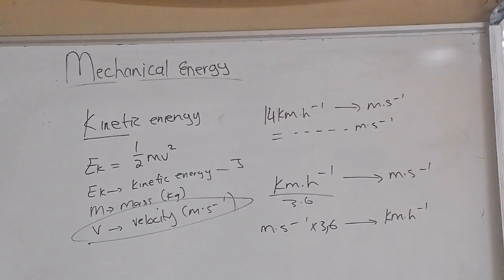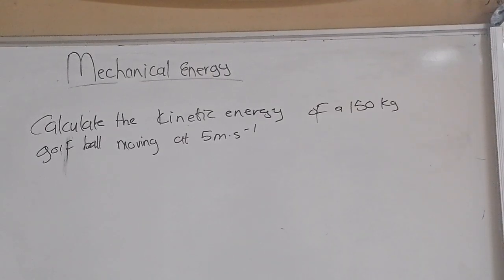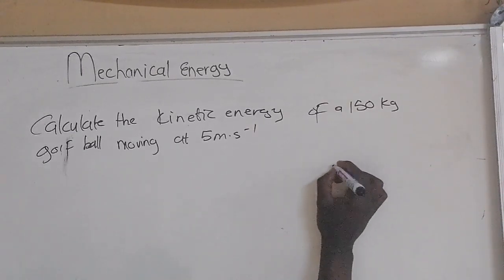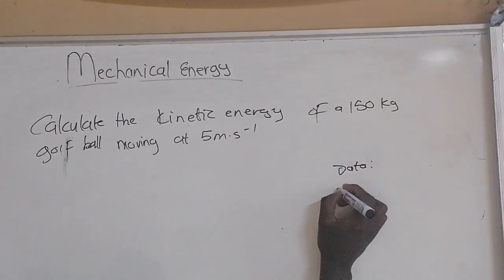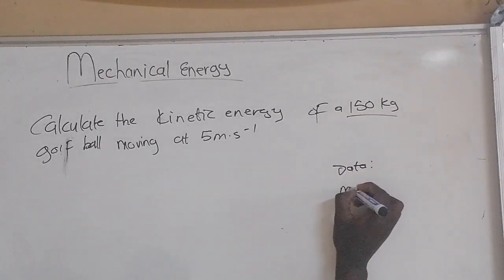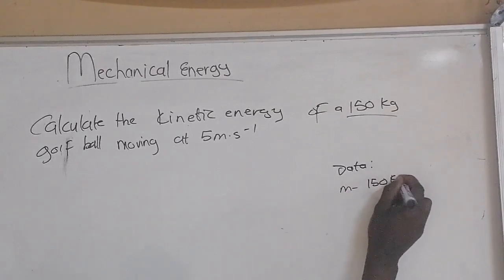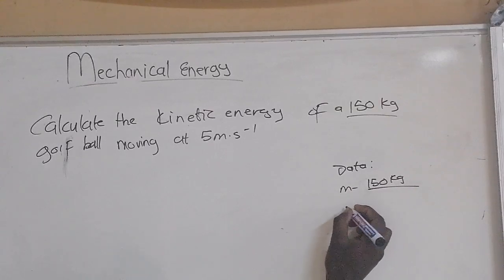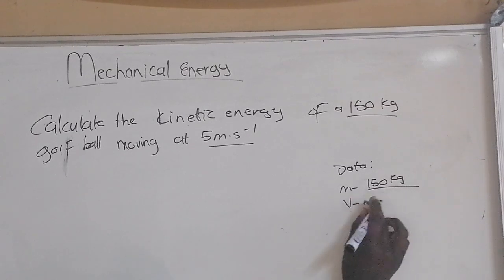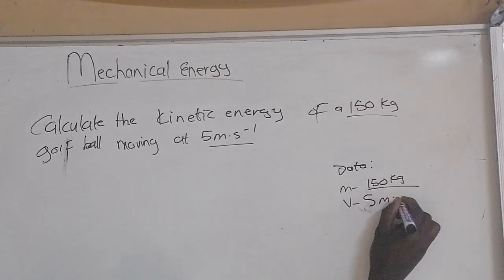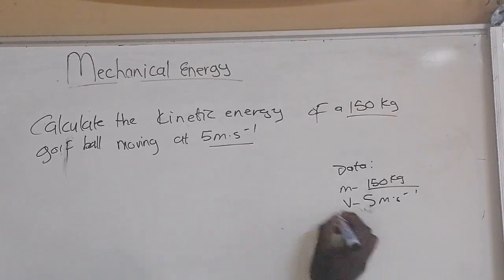Okay, let's do our first example, then we continue. Calculate the kinetic energy of a 150 kg golf ball moving at 5 meters per second. You collect the data, do not forget that. 150 kg is the mass, and it is in its correct unit. Moving at 5 meters per second, that's the velocity. Now they say calculate kinetic energy.